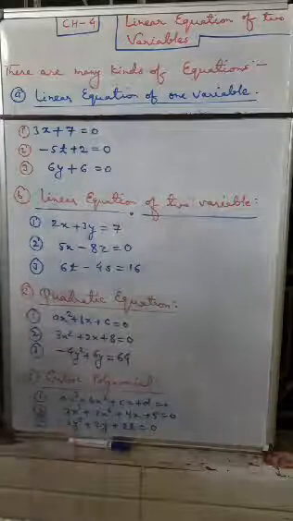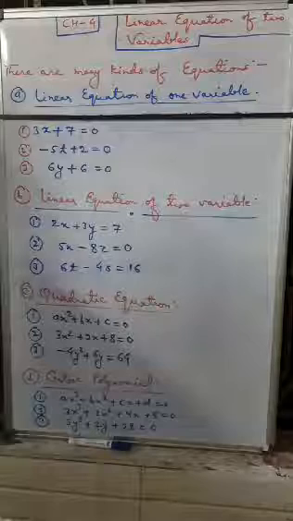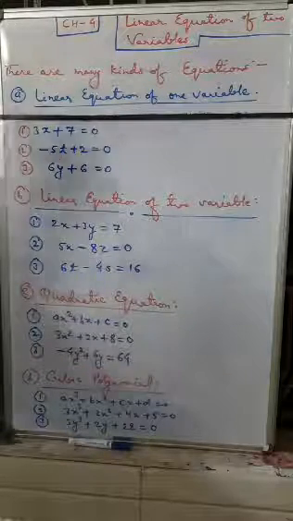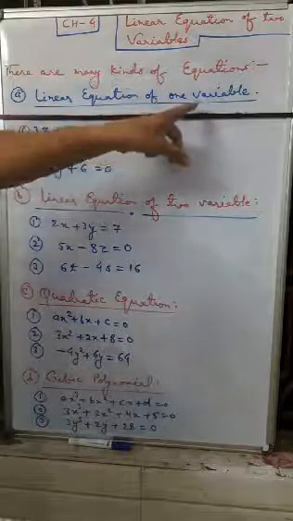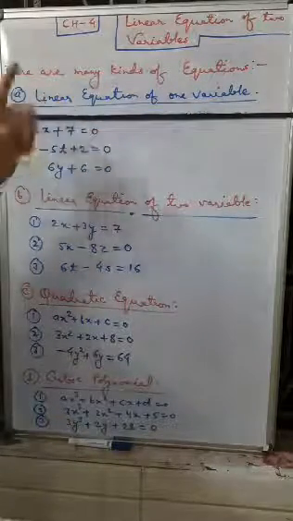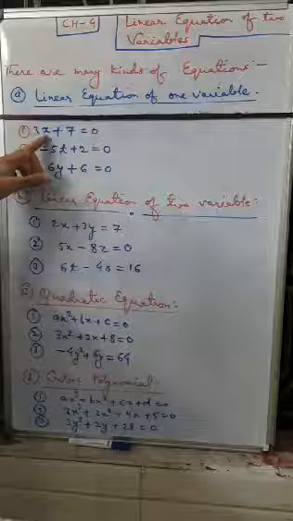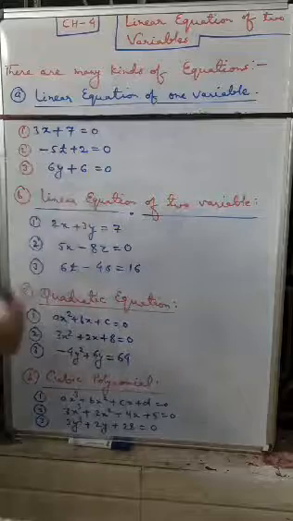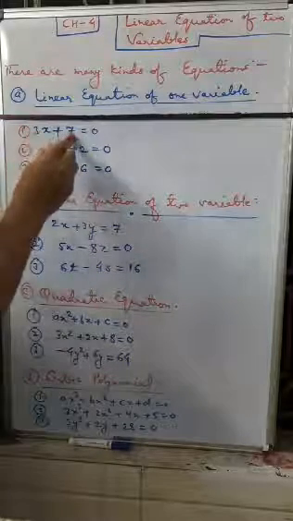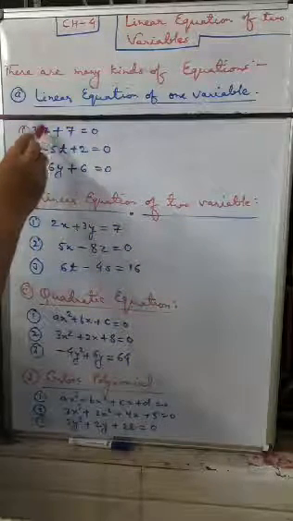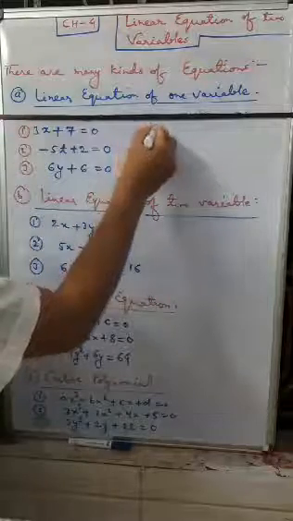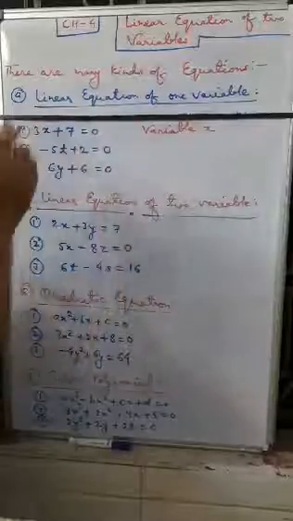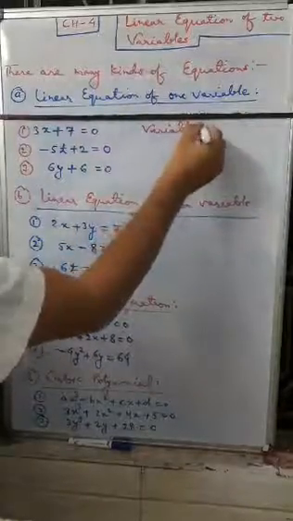In previous classes we have also studied linear equation of one variable or two variables. Here you are looking at linear equation of one variable. An equation is linear when the maximum power of any variable is equal to 1. Here you are looking at 3x plus 7. The variable is x, and the maximum power of the variable is equal to 1.